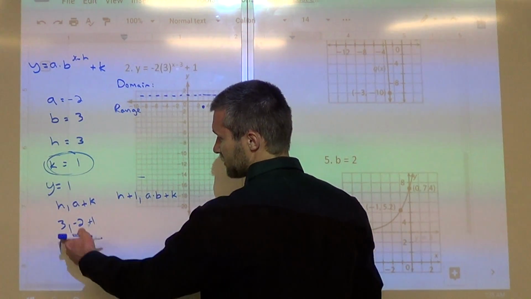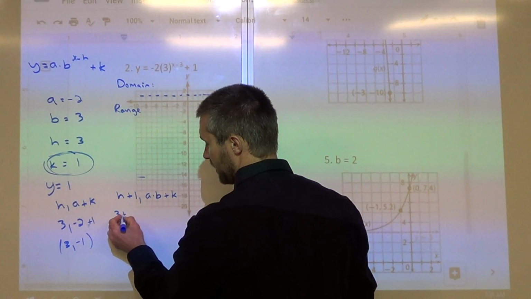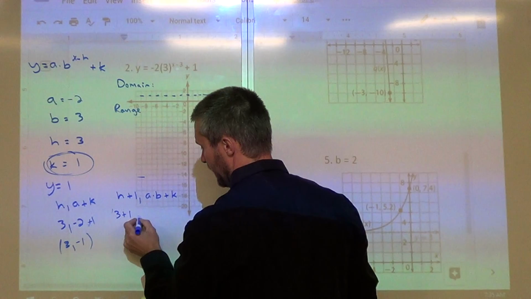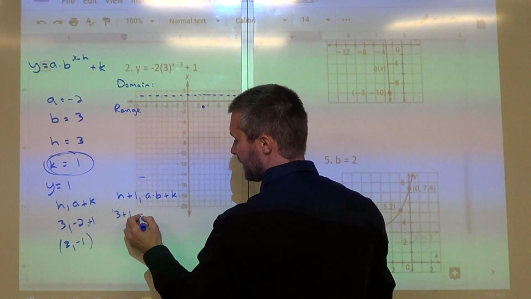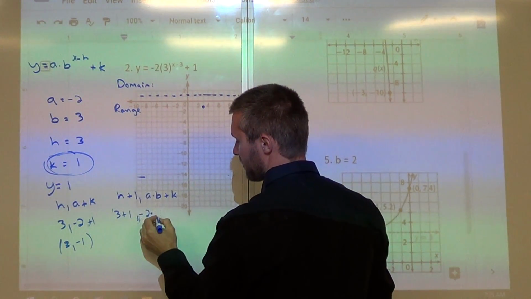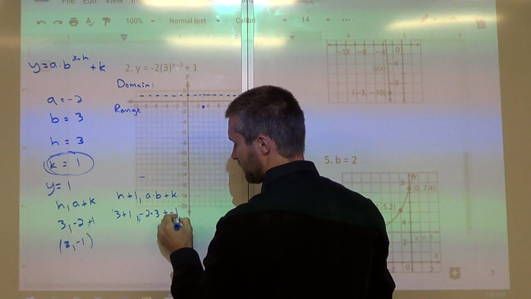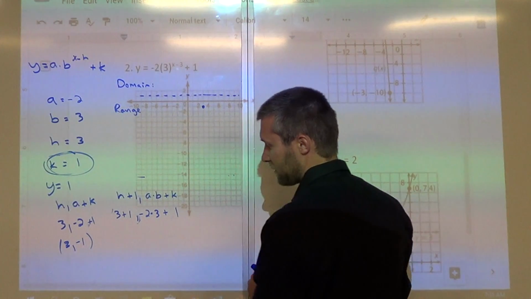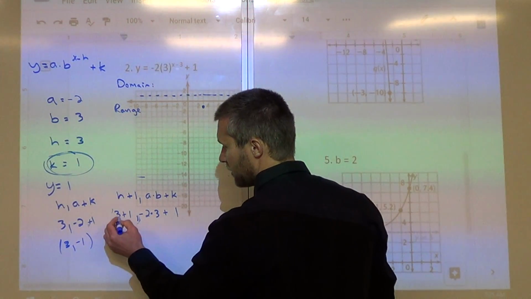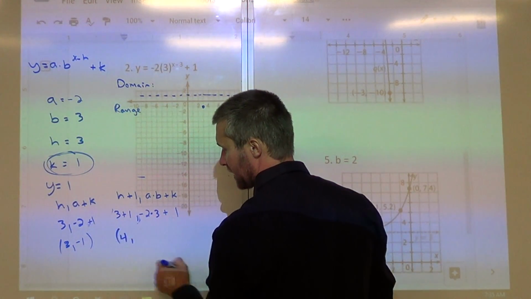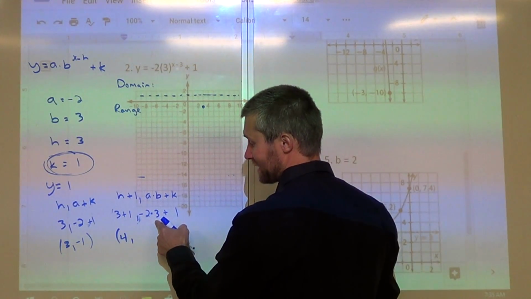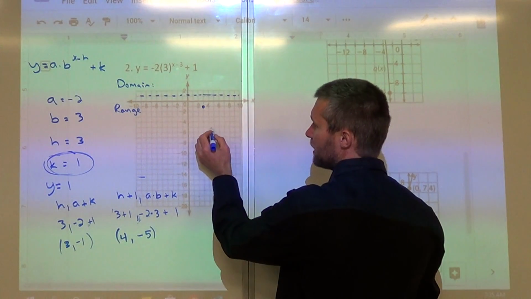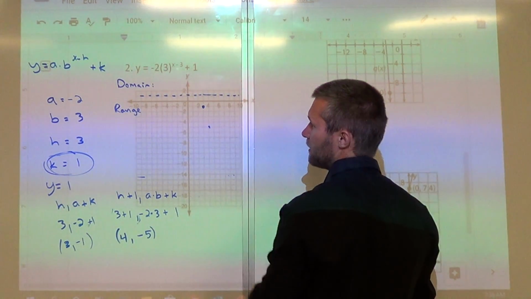Then my second point is my H value, 3 plus 1. And then it's A times B, so -2 times B of 3 plus my K value of 1. So 3 plus 1 is 4. -2 times 3 is -6 plus 1 is -5. So 4, -5 goes like this.